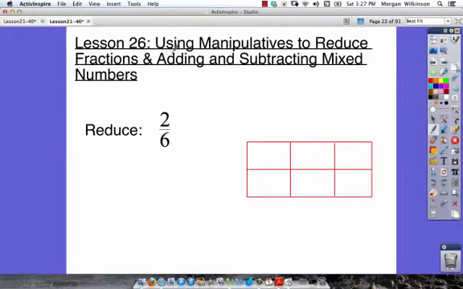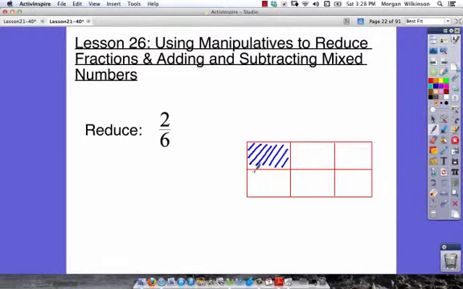Lesson 26 is about using manipulatives to reduce fractions and adding and subtracting mixed numbers. Now our first problem is to reduce 2/6, and on the side here we have a rectangle with 6 equal boxes. If we look at this rectangle with 6 equal boxes and we want to reduce 2/6, what we can do is fill in 2 out of those 6 boxes.